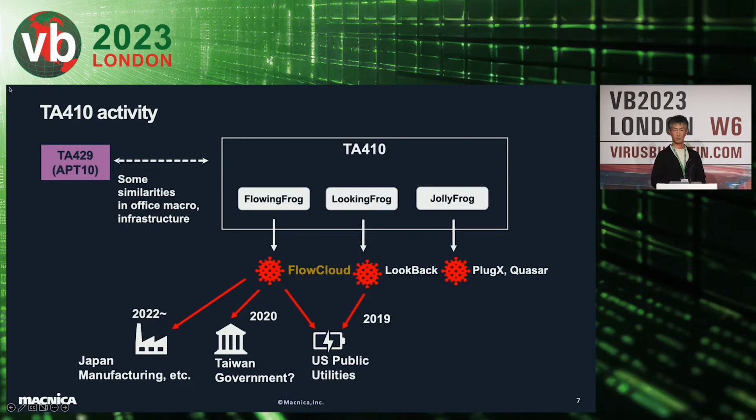And in 2020, a FlowCloud dropper document was uploaded to VirusTotal. Based on decoy content, we believe that the Taiwanese government was targeted. And around 2022, we observed a campaign targeting Japanese enterprises over multiple sectors. I will explain that campaign in detail in a later slide.